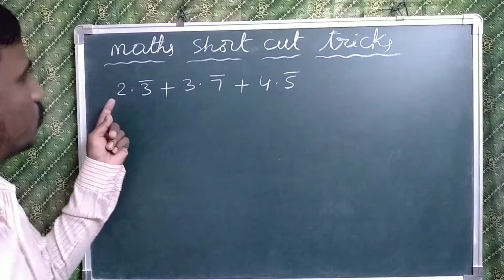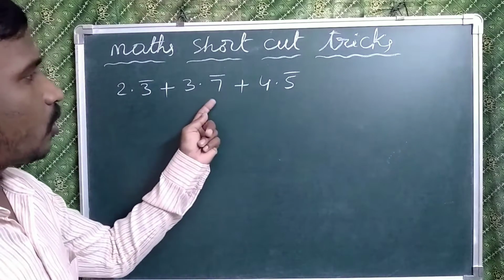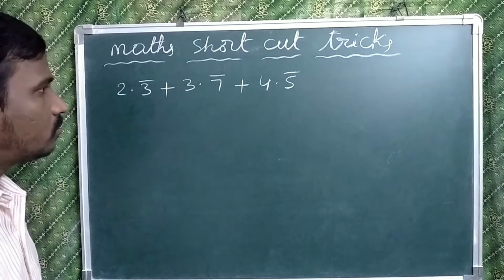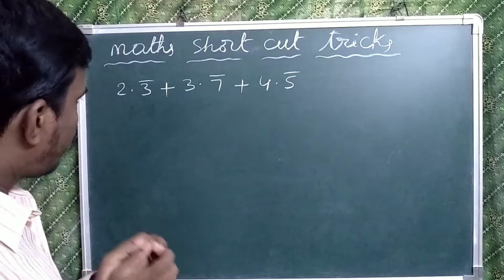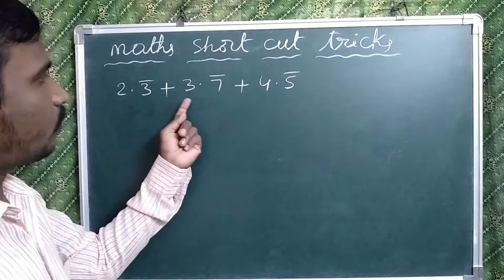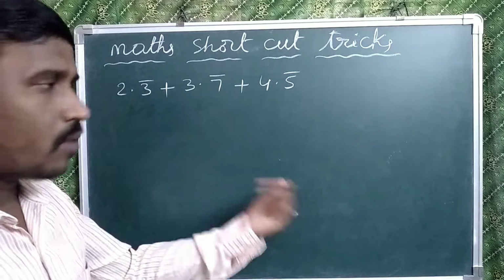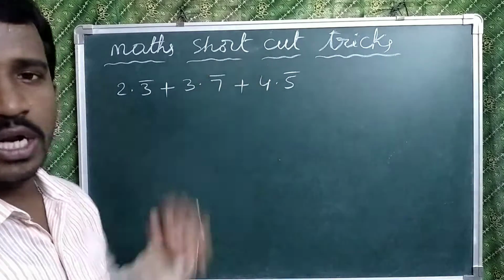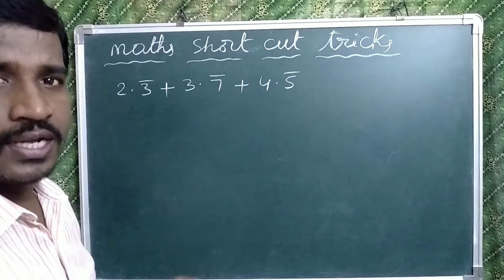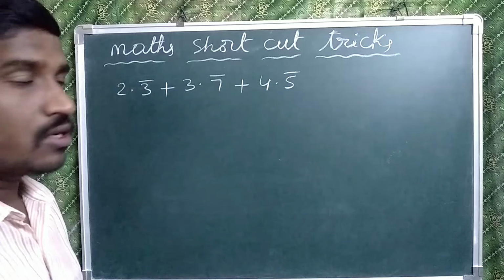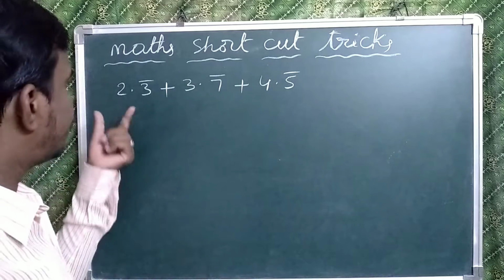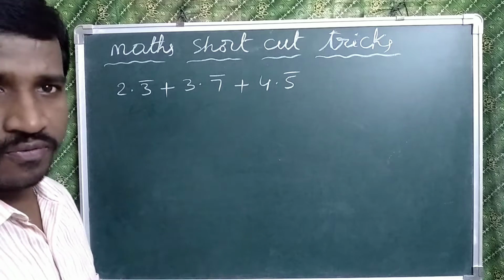Suppose we are given 2.3 bar plus 3.7 bar plus 4.5 bar. In the general method, first of all, we write 2.3 bar in p by q form, 3.7 bar in p by q form, and 4.5 bar in p by q form, then add these three numbers. Then only we get the answer. But in the shortcut method, there is no need to convert these fractions into p by q form.